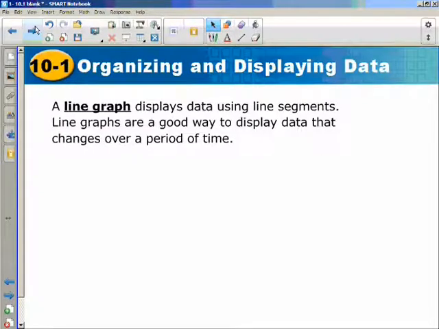A line graph, different type of graph now, displays data using line segments. Line graphs are a good way to display data that changes over a period of time. We can see by the slope roughly whether things are increasing or decreasing more or less rapidly.